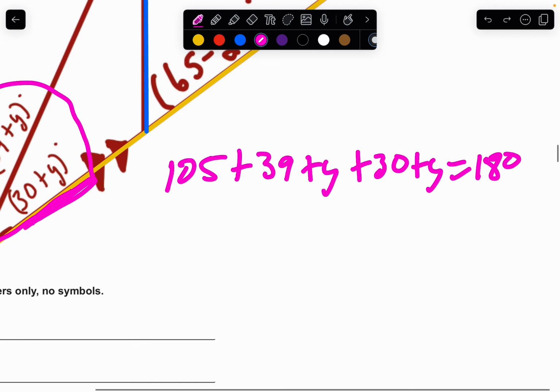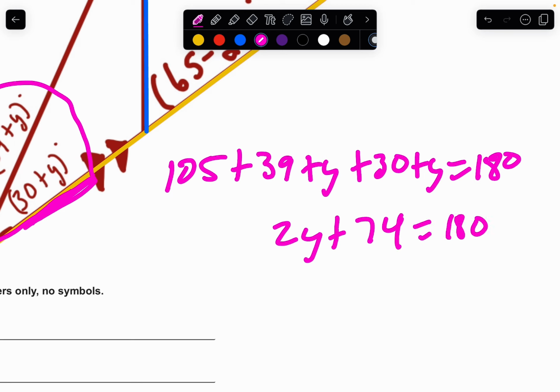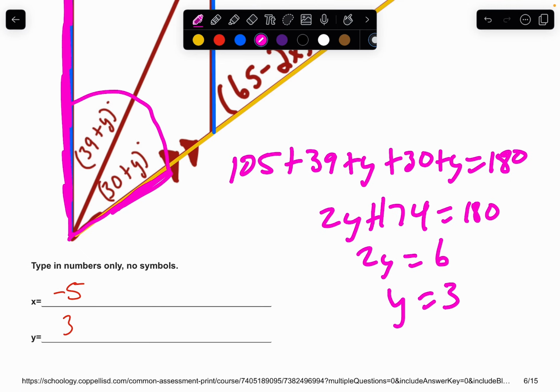So let's go ahead and solve this. We would have 105 minus 39... that'd be 69. 69 plus 5 would be 74. So we have 2y plus 74 equals 180. Sorry, 174. So 2y equals 6, y equals 3 on this one. And that's what I have there.